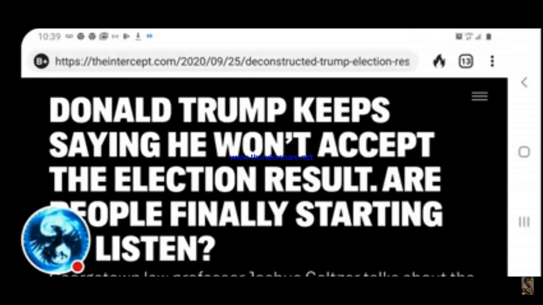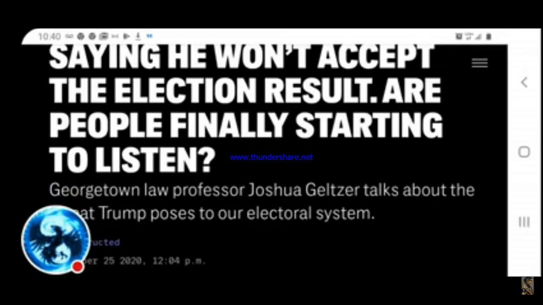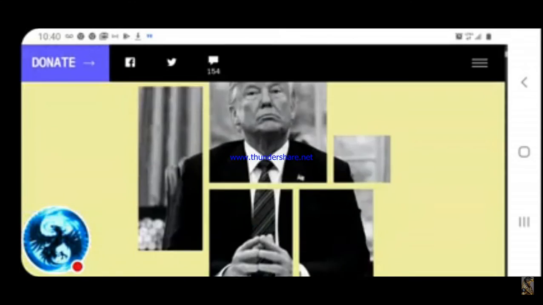And if there's any kind of pushback, right, they'll just stage some type of psychological operation, a hoax, false flag. And they'll get a good portion of the people, at least the people that they will record and blast on those same media channels, enough ammunition to fulfill the narrative, make it look true. Donald Trump keeps saying he won't accept the election results. People finally starting to listen, like I said.